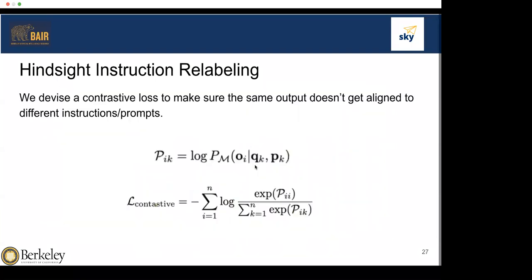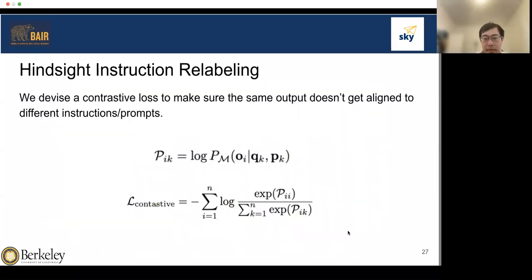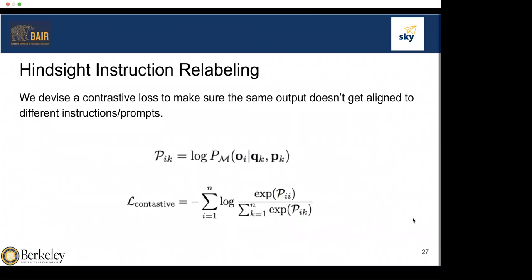Can you go back to the slide? Sorry, I know you just unshared, but if you don't mind sharing again and going back to the slide where you were talking about computing some similarity score, you have this contrastive loss. Yes, this one. I'm trying to understand, I was not familiar with hindsight relabeling before this. I guess the idea is, for a particular trajectory, you want to find the goal which is solved by that particular trajectory, right?